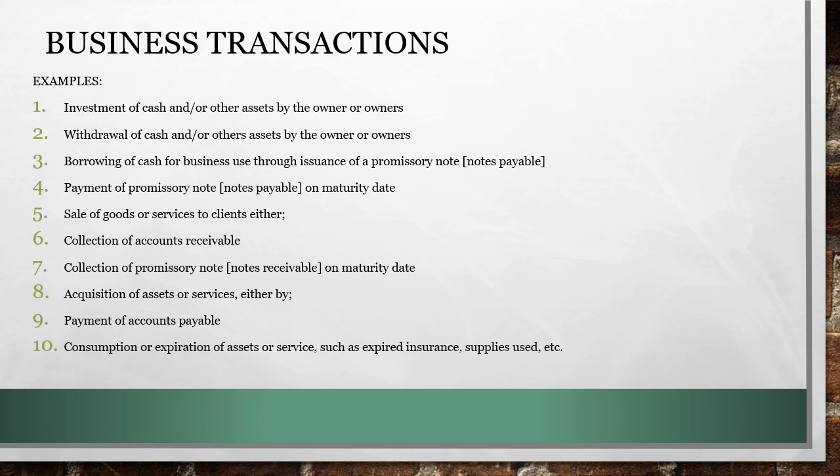Number 1, it must be for a sum certain in money. Number 2, it must be supported by a genuine source document. And number 3, it must have a twofold effect on the elements of accounting.